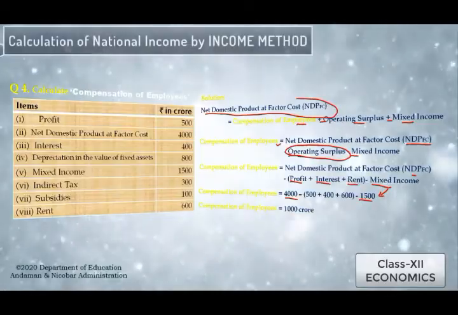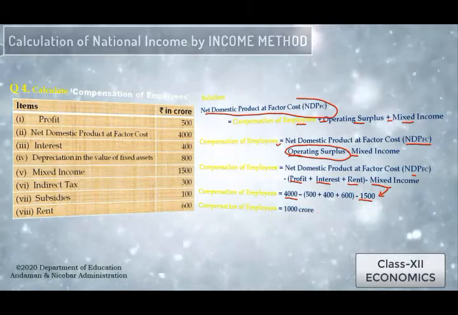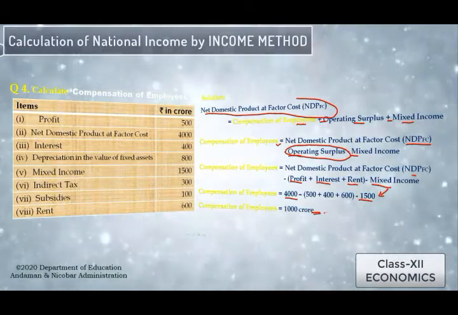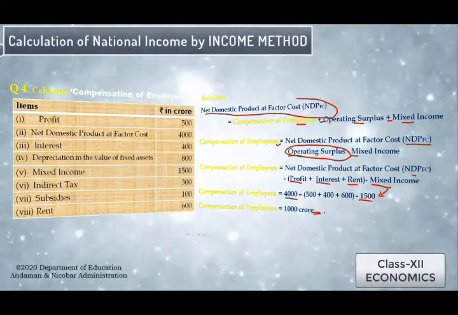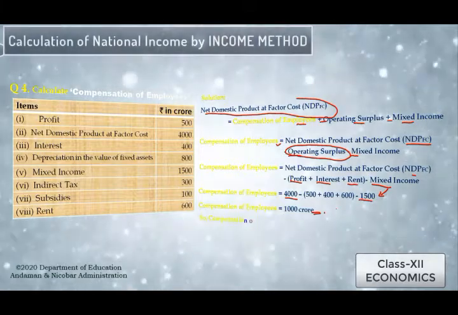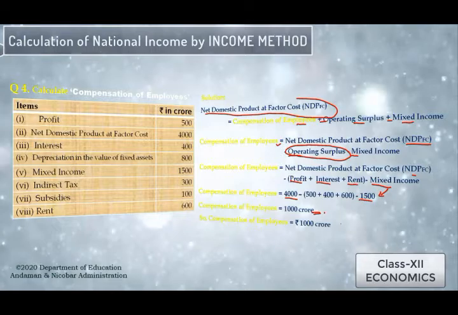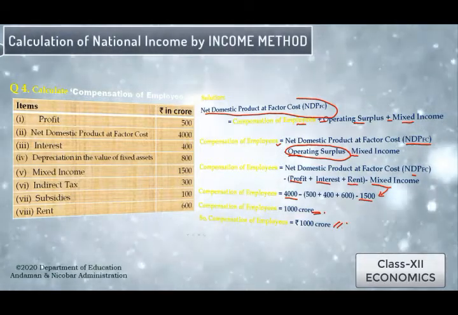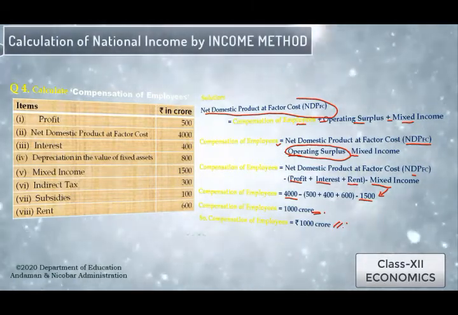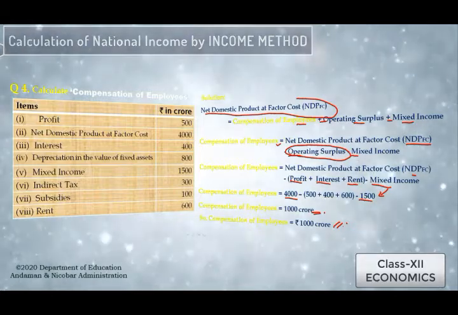So altogether when we calculate the compensation of employees, we get the value as 1,000 crore rupees. So the value which we derive for the compensation of employees is 1,000 crore for the following question given in this table.